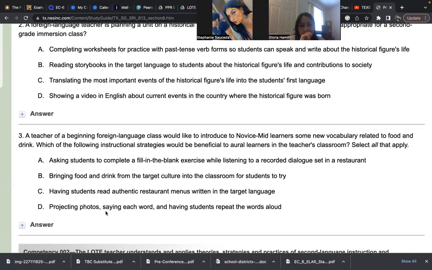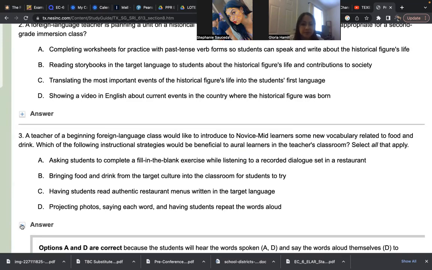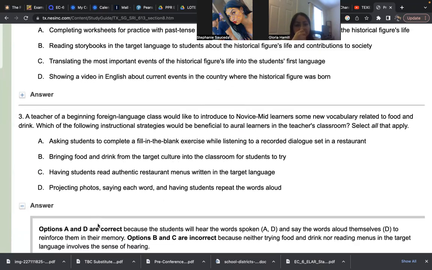And if there should be another, bringing food and drink, I would say no. Having students read authentic restaurant menus written. I mean, C, just because they're just reading it themselves. I don't even know if they're reading it out loud. So A and D would probably be the best. A and D are correct. Yes.